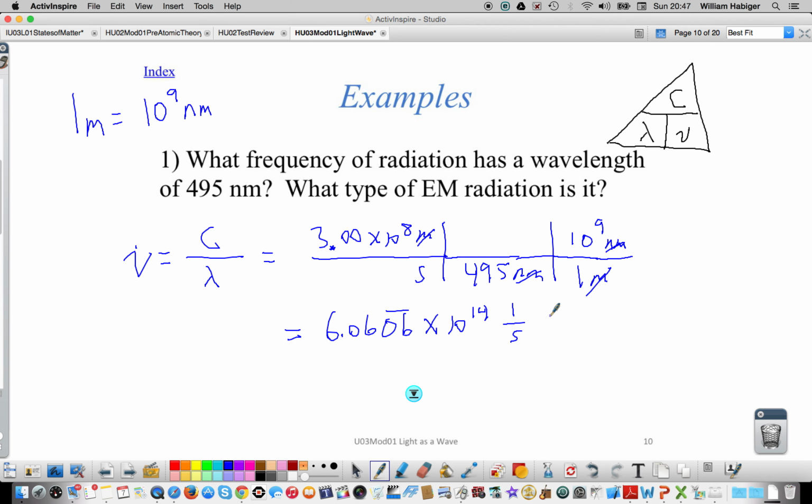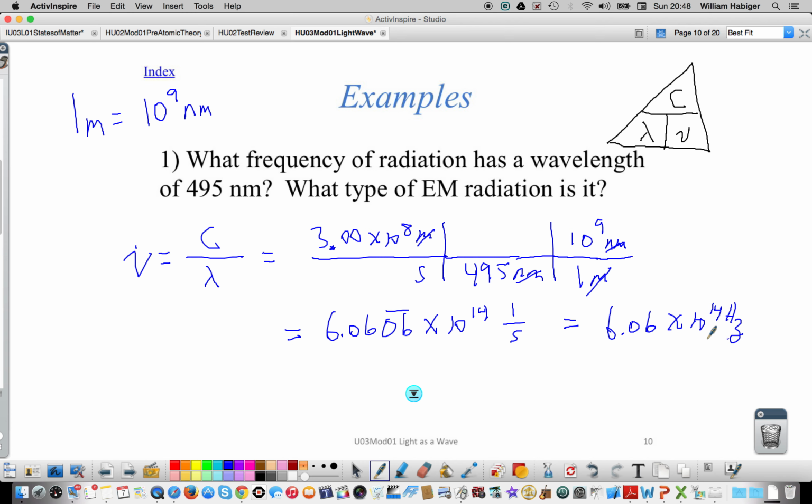So our units are 1 over a second because we had seconds left on the bottom. 1 over a second is basically 1 cycle per second, which is usually referred to as hertz. Our wavelength had 3 sig figs, and our speed of light has 3 sig figs in it, so that means our answer is going to be good to 3 significant figures. So it's 6.06 times 10 to the 14th hertz.